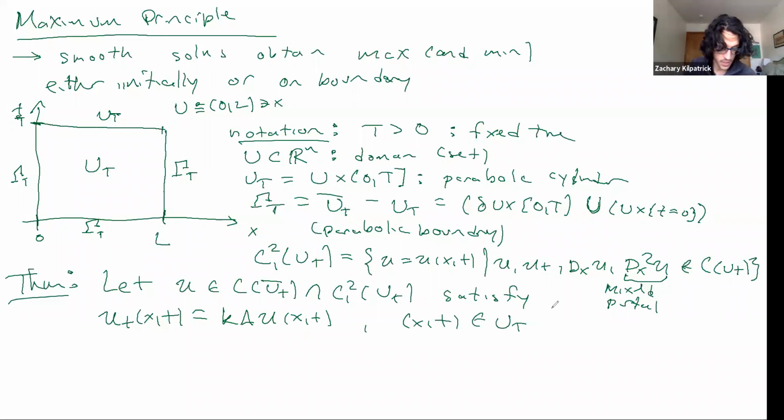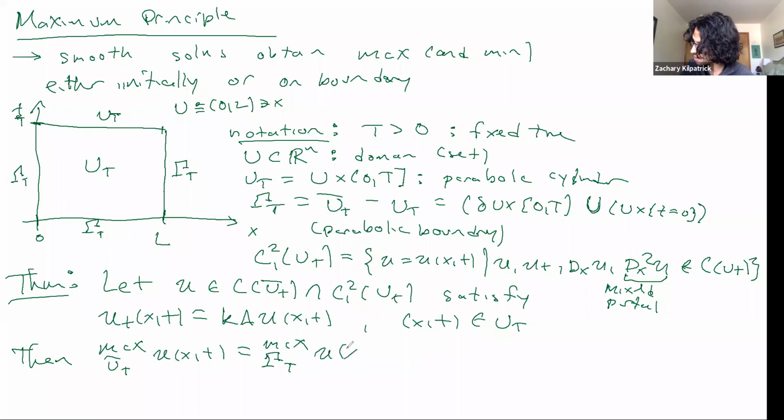Then in the domain U_t, the maximum over the closure of u(x,t) is equal to the maximum over the boundary of U. So this is what we're saying.